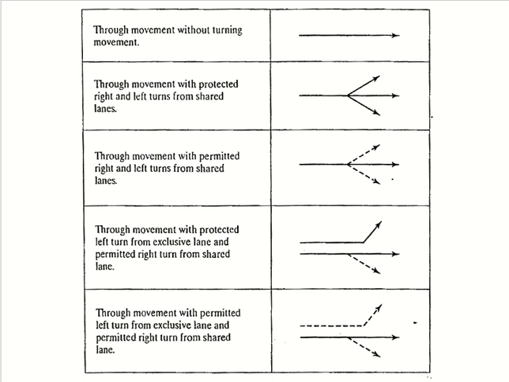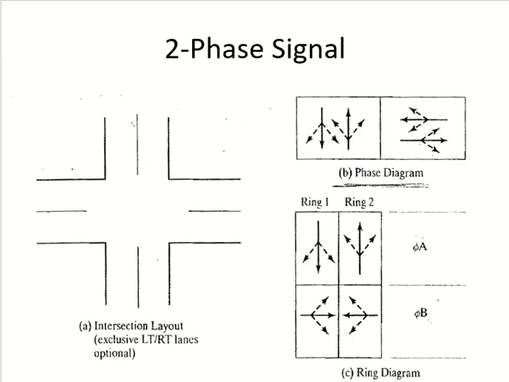The other one, the solid one, is what we call protected. This happens only because of the signal, with the green signal only. If the signal is red, you will stop. Even if you have nobody from the other direction, you cannot make this movement. Clear?